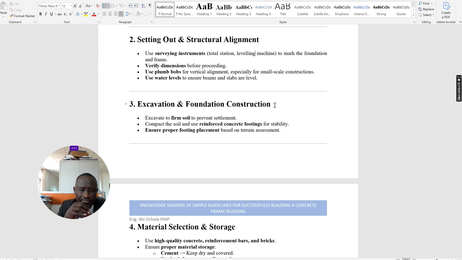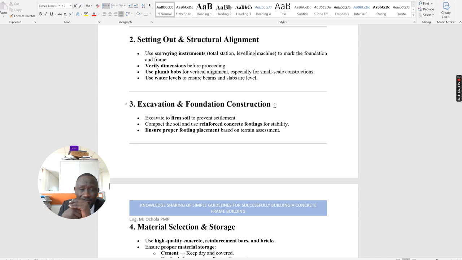When these concrete frames are out of plumb, then they become risky to the inhabitants. Those who are going to use the house or the building will definitely be at risk. And then there is the use of surveying instruments like total stations and levelling machines to mark the foundation and frame. I think for most developed sites, funded by government, public buildings, most of these companies do have good equipment.